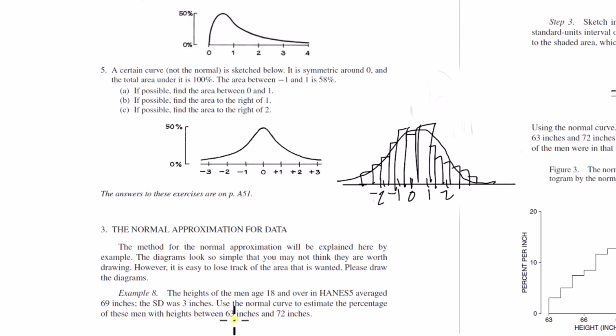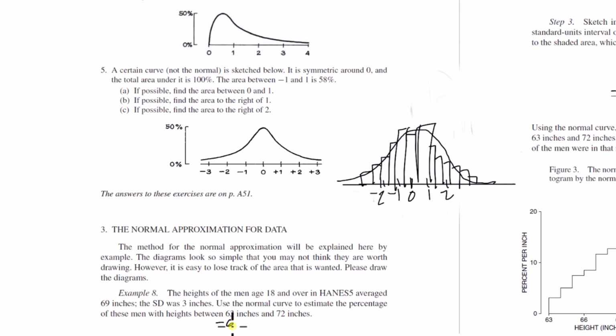How do we do that? Well, we're going to convert these to standard units. And then just calculate the area under the normal curve between whatever these standard units are. We just did that in the previous video. It's easy. Okay, so what are 63 and 72 in standard units? That's easy. We've done this countless times now over the last few videos. How far does 63 deviate from 69?